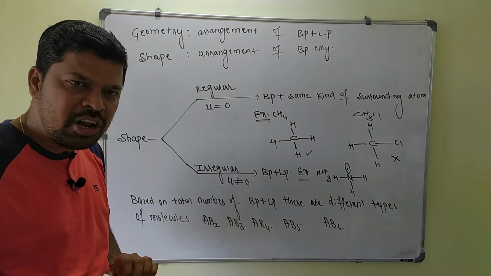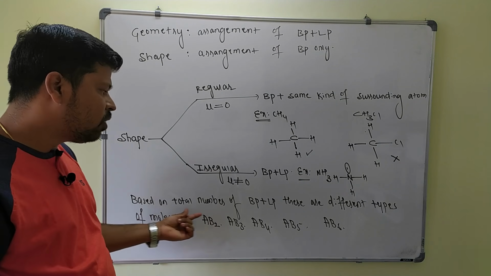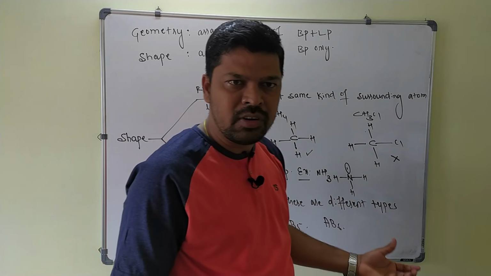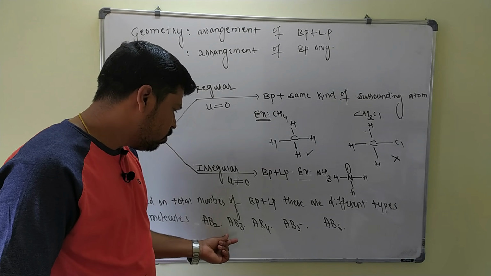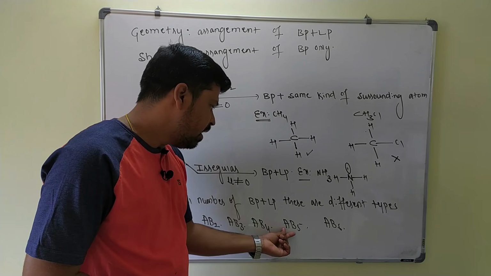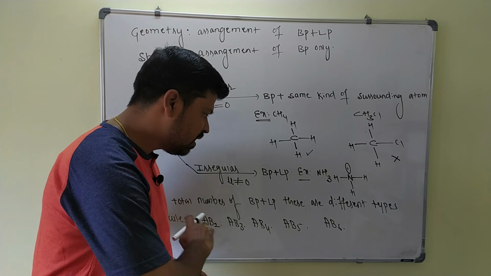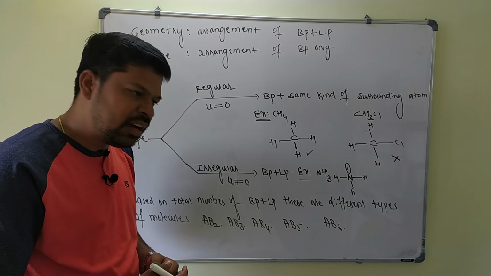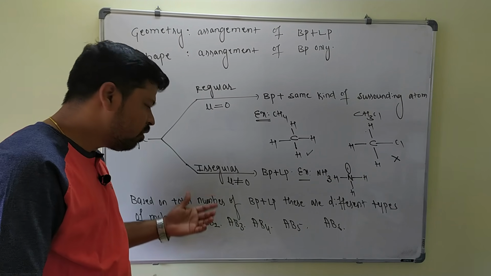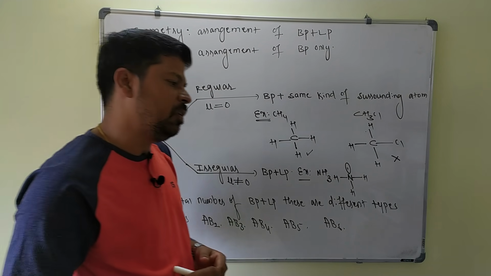So that is the difference between the geometry and shape, and in shape you can call it regular, irregular, or symmetrical or unsymmetrical molecules. Okay. Now based on the total number of bond pairs and lone pairs of electrons, there are different types of molecules: AB2 type, AB3, AB4, AB5 and AB6. These are the main types of molecules. In this, different variations also exist, we will discuss one by one. First I will go for the AB2 type of molecule.